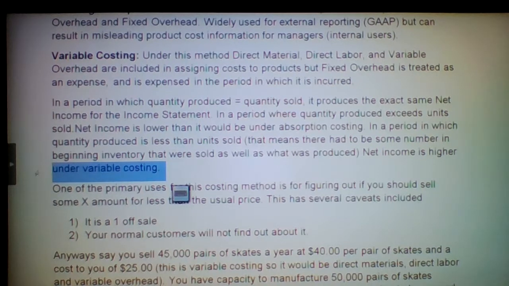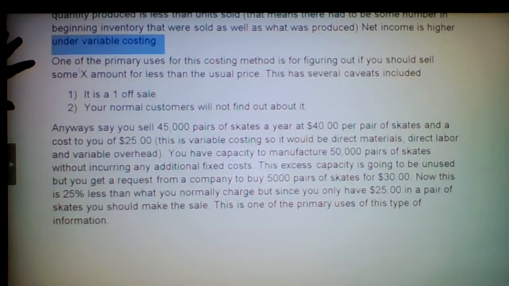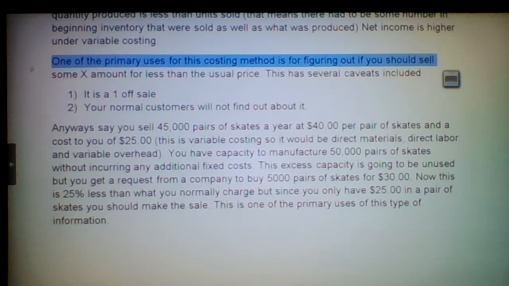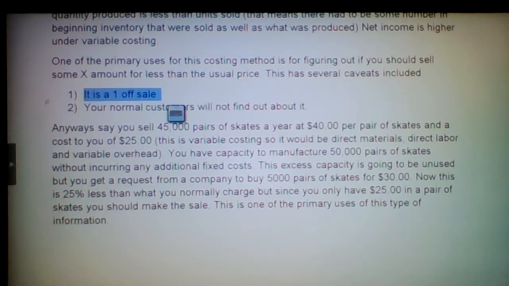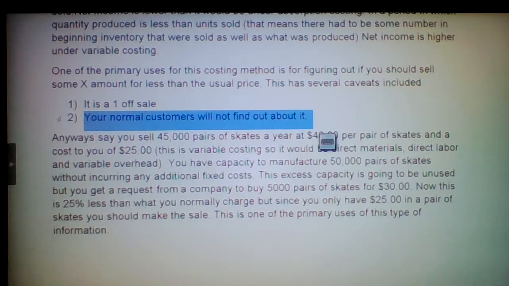The primary reason that we use variable costing is to help us when we are making capacity decisions. Okay? In this example, one of the primary uses for this costing method is figuring out if you should sell some amount of your product for less than your usual price. This has several caveats included. One, it is a one-off sale. That means it's not something you're entering into a long-term agreement. You're doing this one time only for this customer. Two, your normal customers will not find out about it.